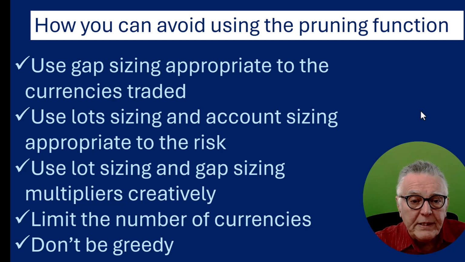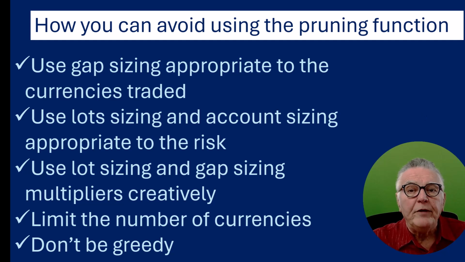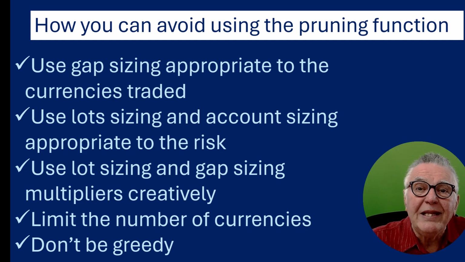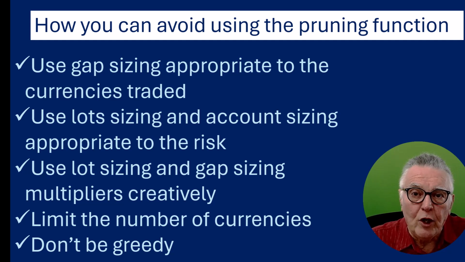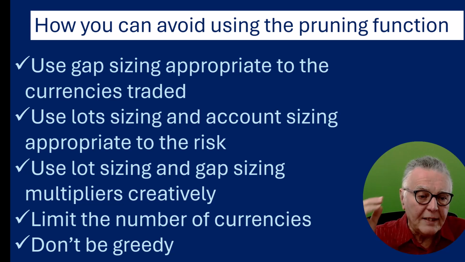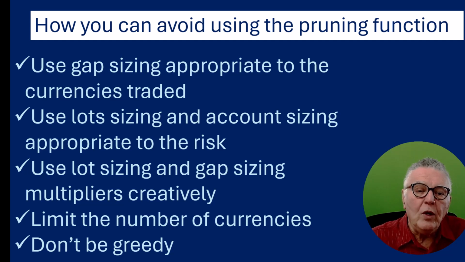In this particular trend that we looked at earlier, the appropriate gap size most probably was in the region of 45 pips. And should the trader have used 45 pips right in the beginning, there wouldn't have been 16 open trades. There would most probably have been 9 or so. So gap sizing, very important. Then lot sizing and account sizing. So lot sizing is your next important point.